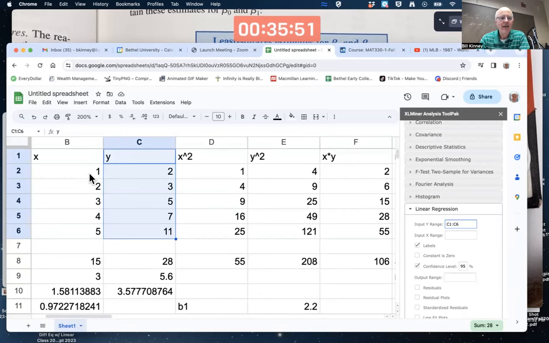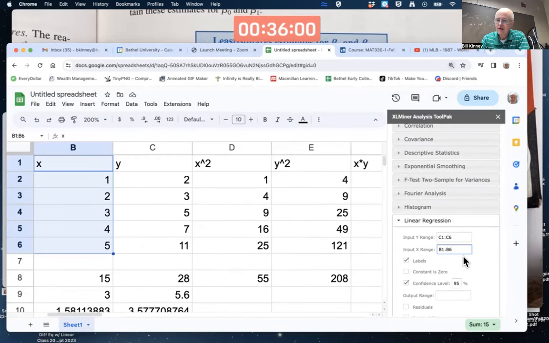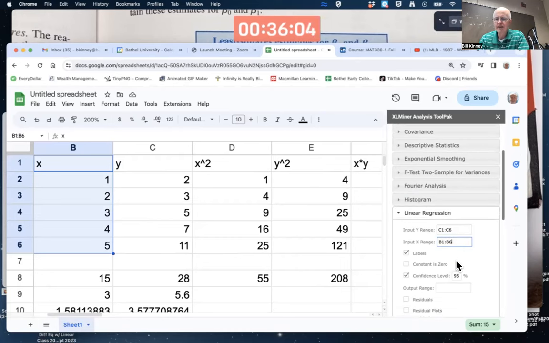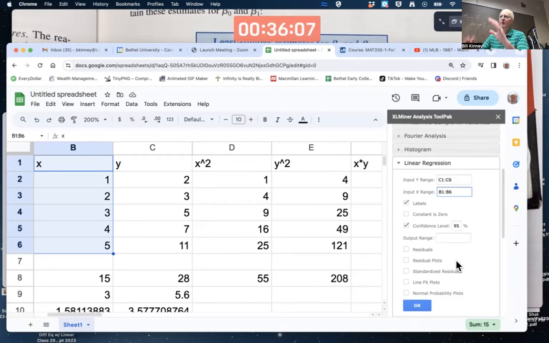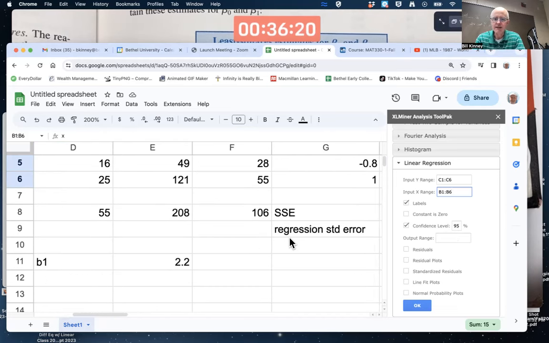Highlight the X's, including the X label, and click the input X range. B1:B6 shows up. I'm sorry, it's so small here. What else do we want to do? We also want to click the output range. We're about to get some output. And the output range, what goes in this box is going to be the upper left corner of the output. What cell does it go in? I want to make sure it just doesn't overlap with what I see here. So maybe I want to choose it to be cell G11.